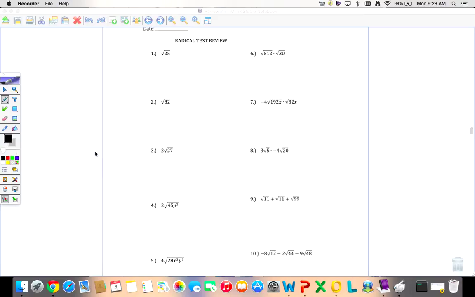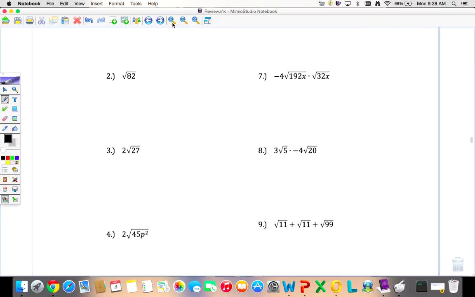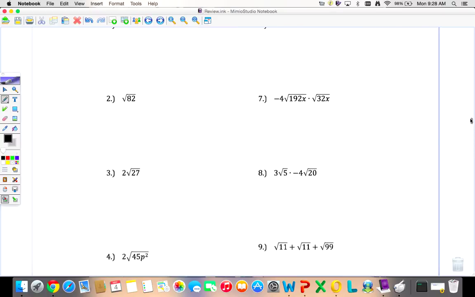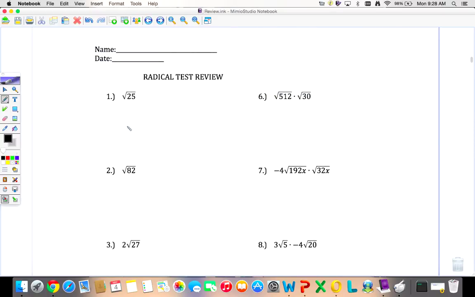Alright, so this is going to be your review for your radical test. I'm going to go ahead and work out these problems and help you through this. So first one, okay, we have the square root of 25. Well, that one is fairly easy. We know the square root of 25 is just 5. So you're done with the first one.